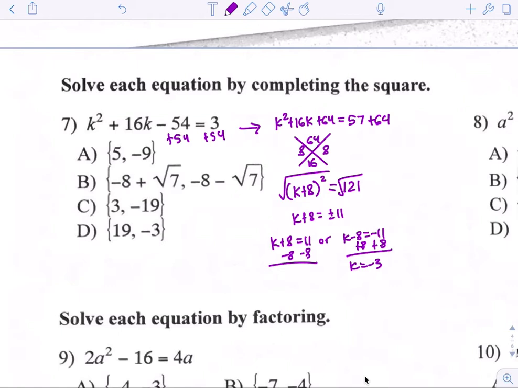Sorry, this didn't register. That's a plus. Subtract 8 from both sides, and that's going to be k is equal to -19. This side's going to be k is equal to 3. So 3 and -19, that looks to be C.